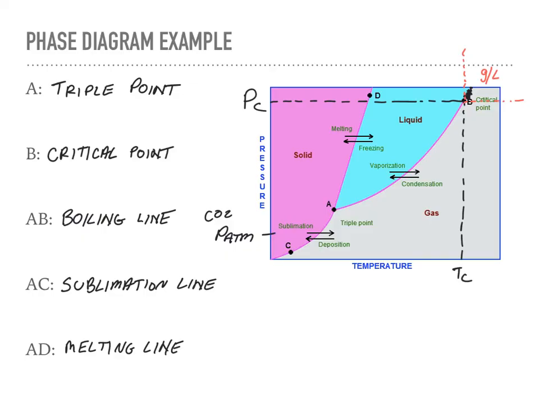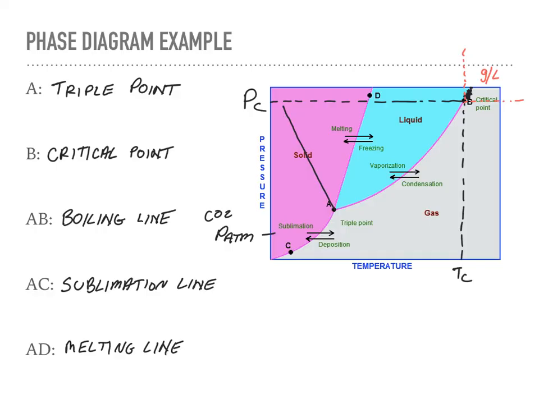And what winds up happening basically is this. This section, the AD line, the melting line, for most substances has a positive slope. It goes up and to the right. For water, it would actually be going up and to the left. It kind of goes backwards. And that has to do with the fact that water behaves kind of weirdly when it freezes.